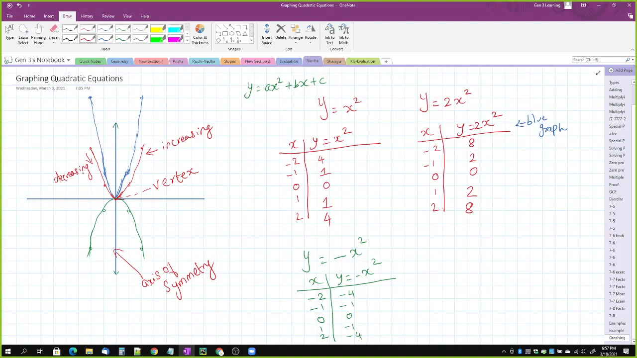And this whole graph is called the parabola. Yes, it's a U-shaped graph. And this is what you would get for quadratic equations.